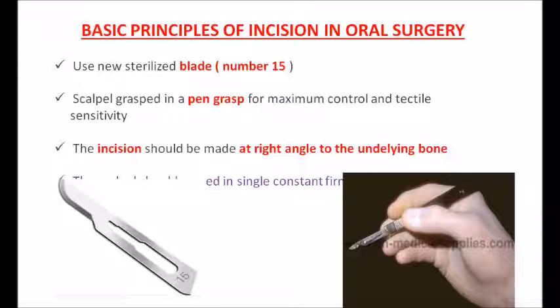The scalpel is grasped in a pen grasp. Okay, grasping should always be in a pen grasp for maximum control and tactile sensitivity. The incision should be made at a right angle to the underlying bone, and the scalpel should be moved in a single constant firm movement. So these are the points you should remember: the blade is number 15, a pen grasp should be held, the incision is at a right angle to the underlying bone, and the scalpel should move in a single constant firm movement.